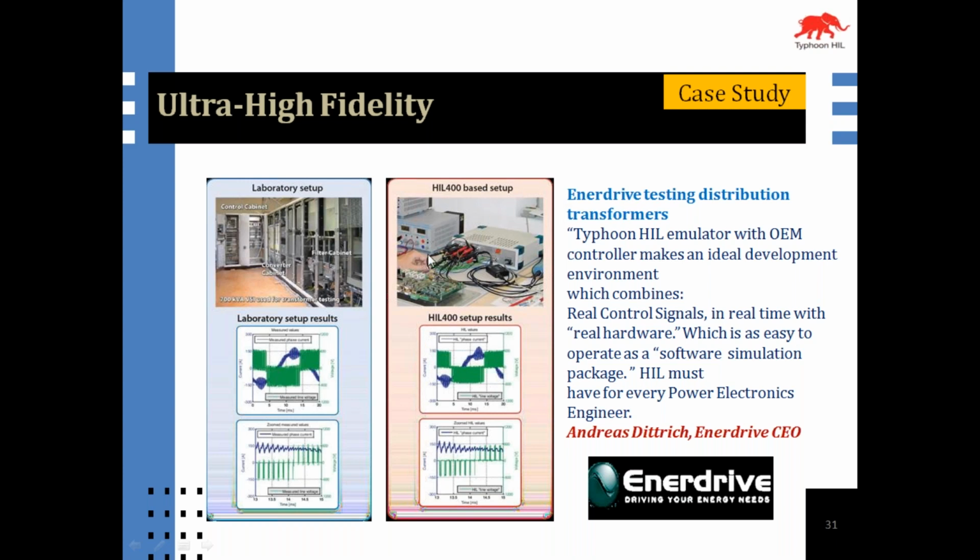These are the results when they used the HIL 400 based setup, meaning they kept only the controller part as actual. Here you can see this is a controller hardware in loop, only the controller part is actual, and all the rest, that is the converter part, filter cabinet and other parts, are replaced by our HIL box 400. Now 400 is not available with us. It has been modified to 402 and 404. So these are the laboratory setup results, and these are the HIL 400 setup results.